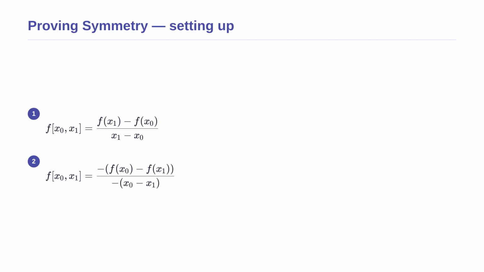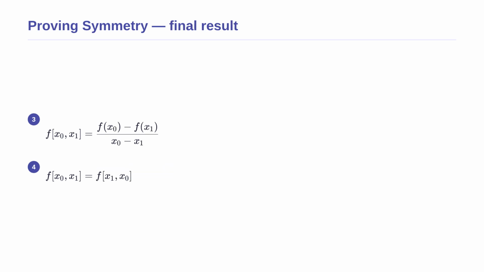Let us prove this mathematically for the first divided difference. We start with the standard definition. The numerator represents the total change in the function's output values, and the denominator represents the total change in the input values. To show symmetry, we need to reverse the order of these terms. We do this by factoring out a -1 from both the numerator and the denominator. By pulling out the negative sign, we mathematically reverse the order of the terms inside the parentheses. This algebraic manipulation does not change the actual value of the fraction, but it sets us up for the final result.